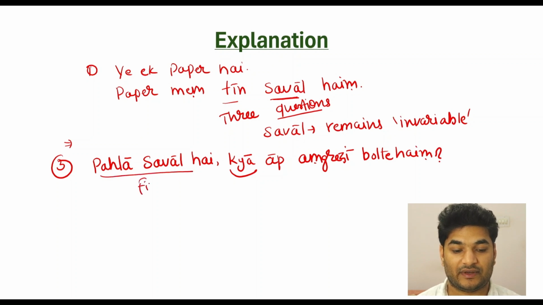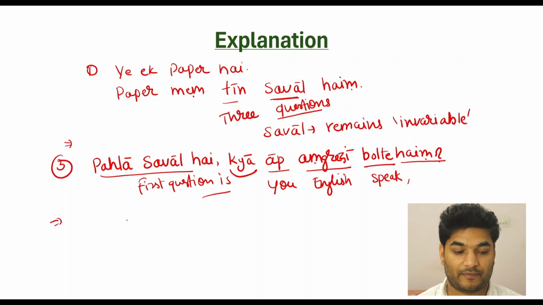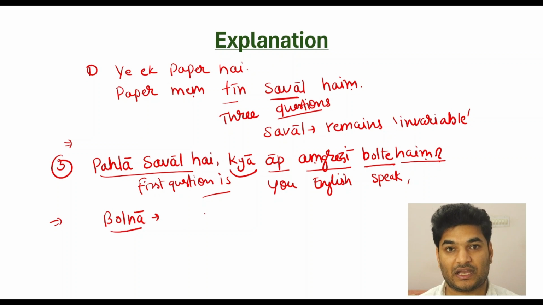The first question is, so this is clear. Alright. क्या आप अंग्रेजी: अंग्रेजी is English, and बोलते is speak, and हैं, you know what is हैं. Now pay attention. The verb used here is बोलना. In Hindi, the verbs in their infinitive forms end with na. बोलना, to speak.